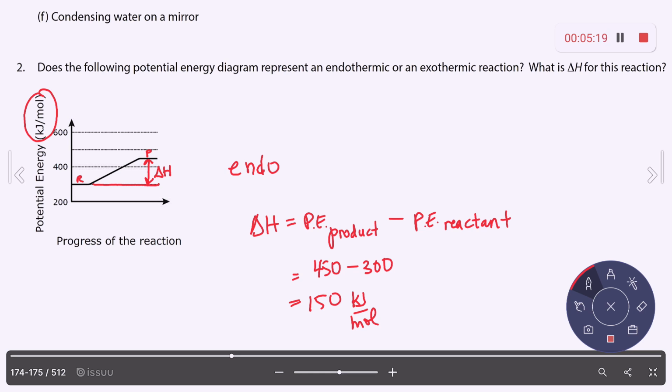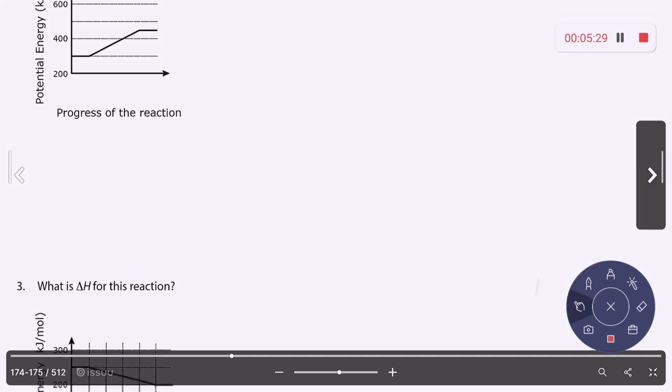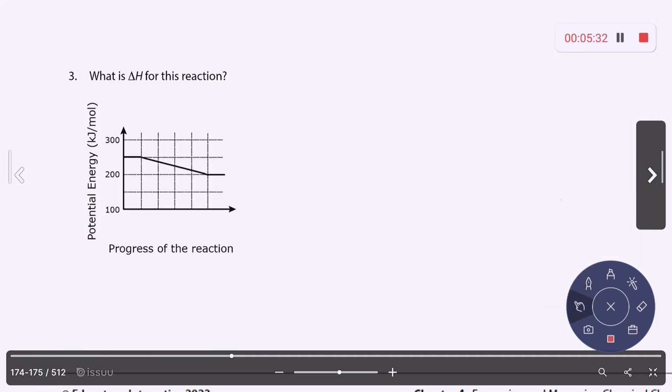Any other questions on your one more, or is that it in your book? One more? Okay, let's take a look at question number 3. Let's come down here. They want to know what the delta H is for this reaction.